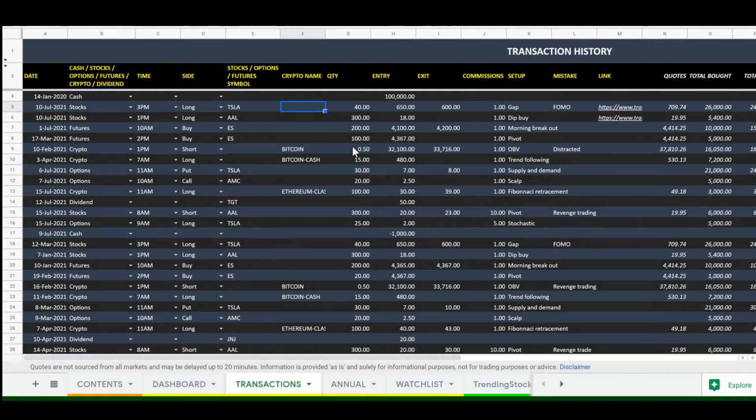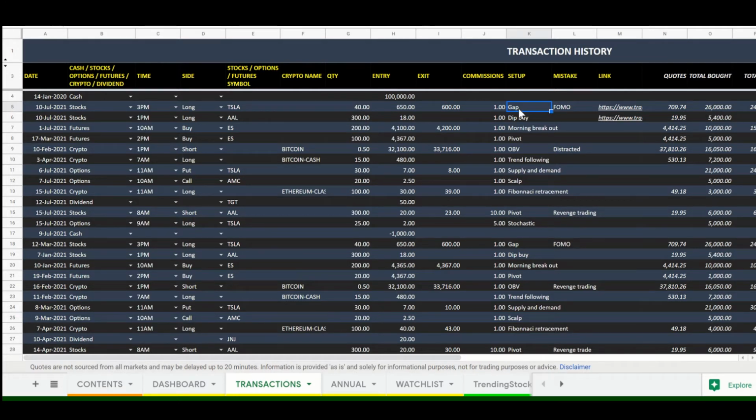So for example, for this case, I bought Bitcoin at 0.5, so my entry price was this, and so on. So entry is what you bought it for, and then what is your exit price. So you type that there. Then your commission, whatever the commission costs, and then your setup.